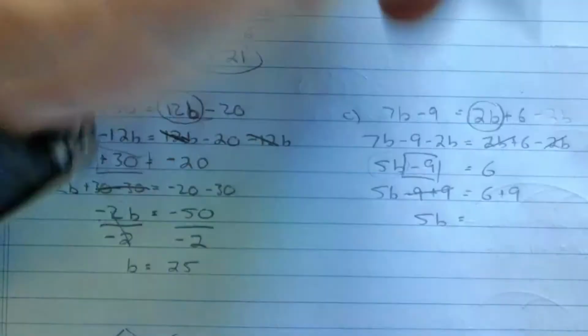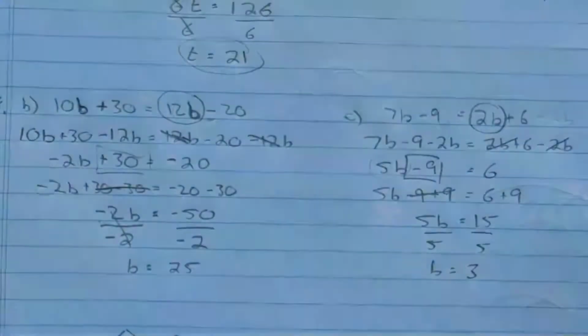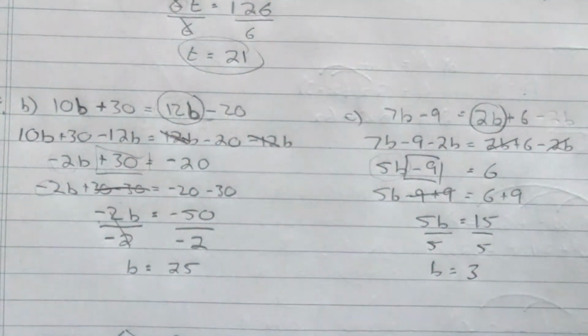These 9s will cancel. We're left with 5b. 6 plus 9 is 15. And then again, we have that multiplication situation where we have 5 times b, so we got to divide by 5 on both sides and get our final answer of 3. b equals 3.